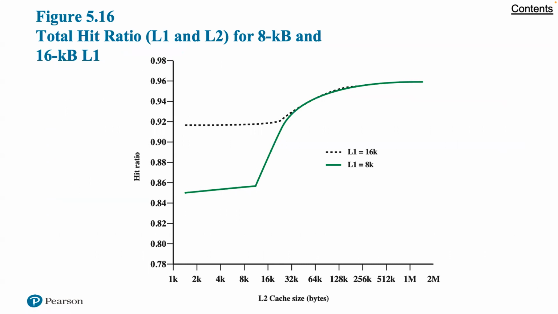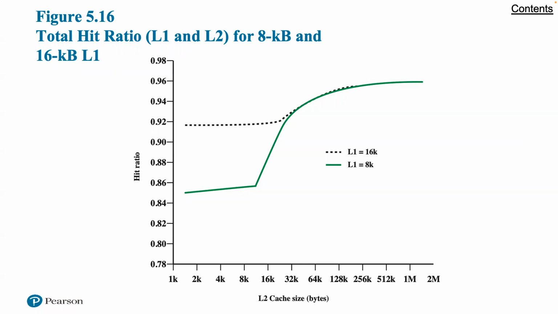Here in this figure 5.16, it shows the results of one simulation study of two-level cache performance as a function of cache size. The figure assumes that both caches have the same size, the same line size, and shows the total hit ratio. That is, the hit is counted if the desired data appears in either the L1 or the L2 cache. The figure shows the impact of L2 on the total hits with respect to the L1 size.